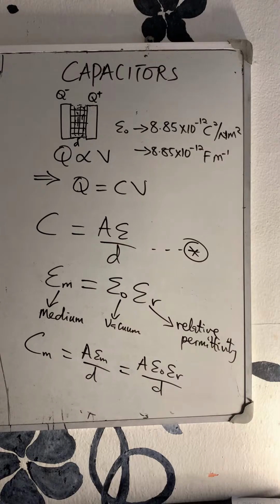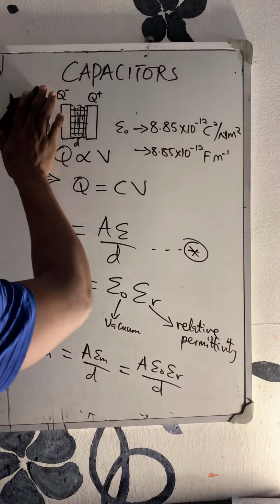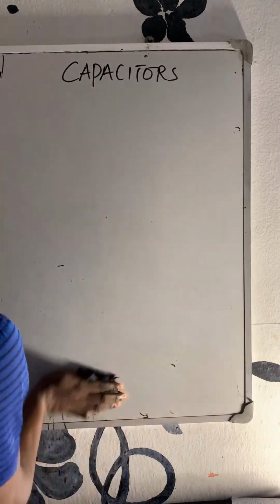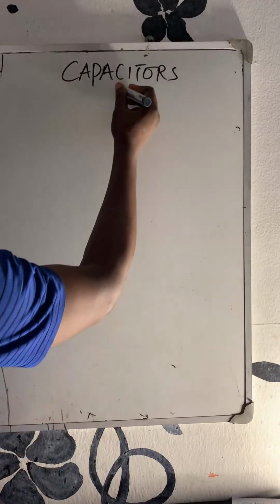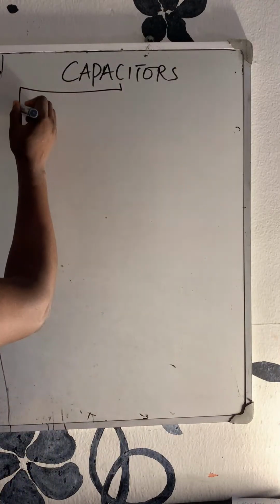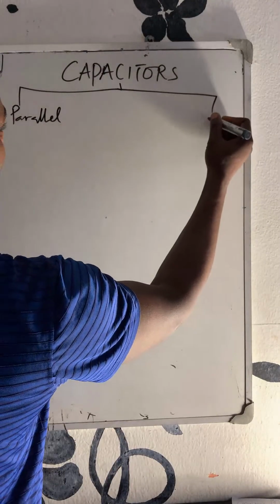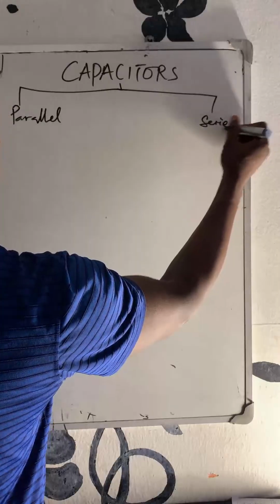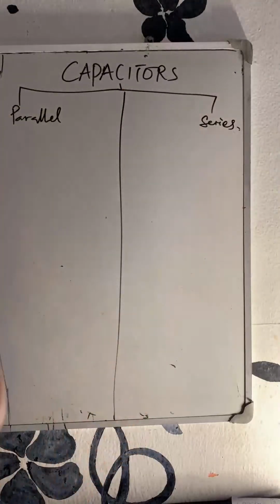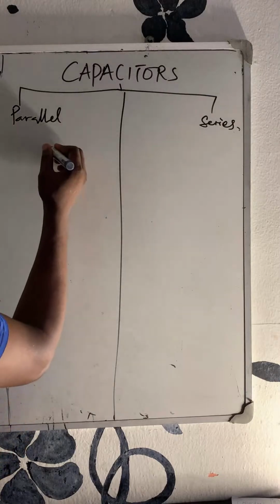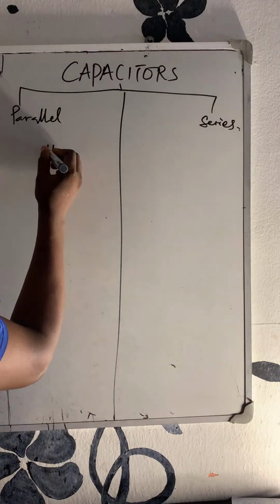Without wasting time, let me just tell you, capacitors can be arranged in parallel and also in series. Now let's talk about parallel arrangement. For parallel arrangement, no need to talk much. You can actually have something like this.